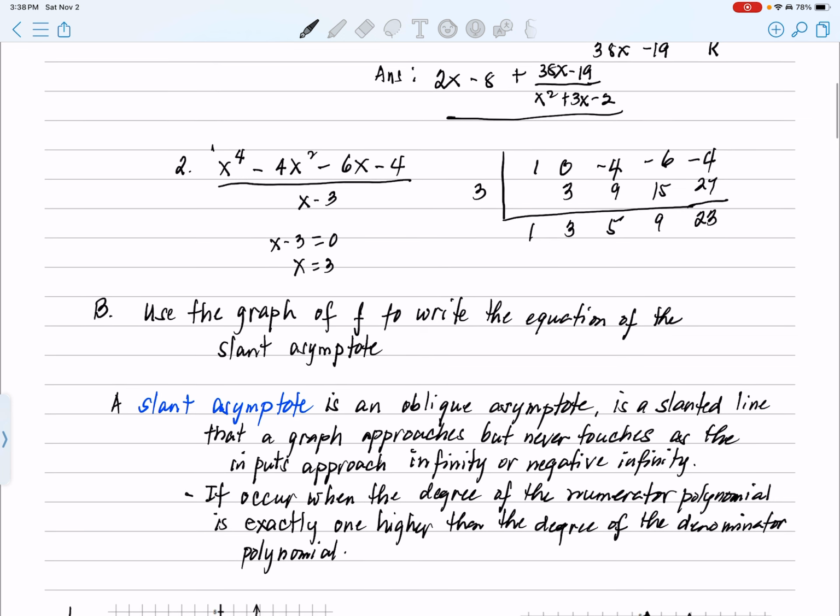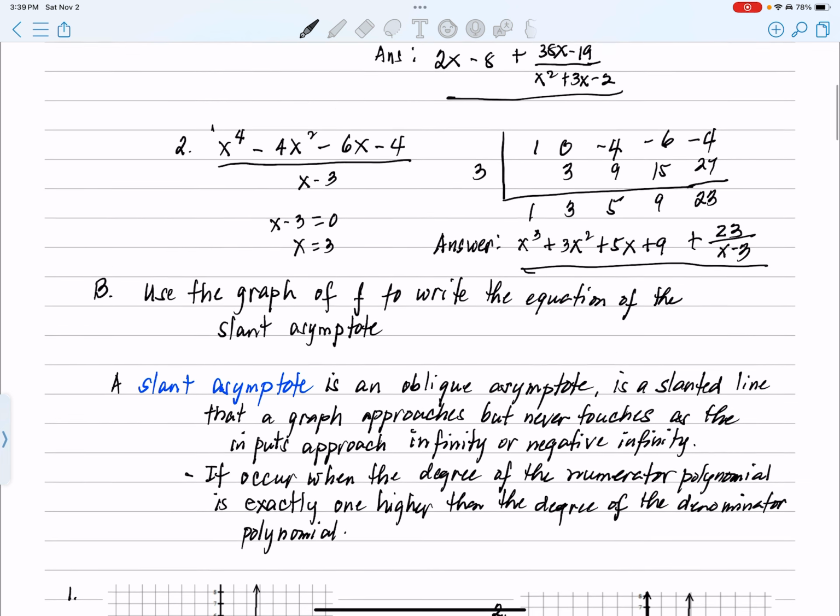Okay, let's write down our answer. Take note that the first term of our answer should be 1 degree lower than the given polynomial. So 1 should have x to the third power. Then 3 would have the second power. Plus 5 would have the first power. Then plus 9 as the constant. And the remainder is 23 over x minus 3. And that is the answer.